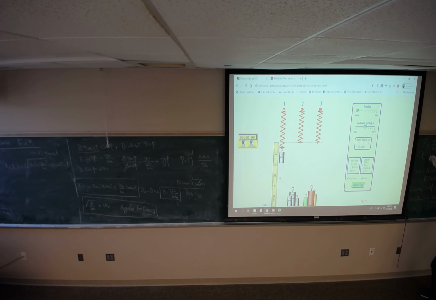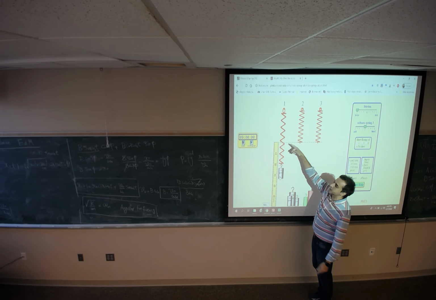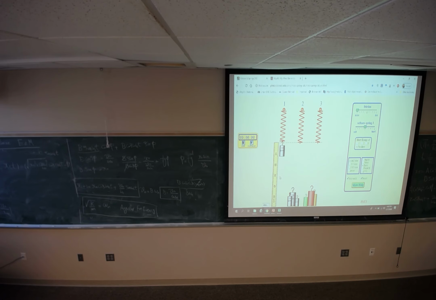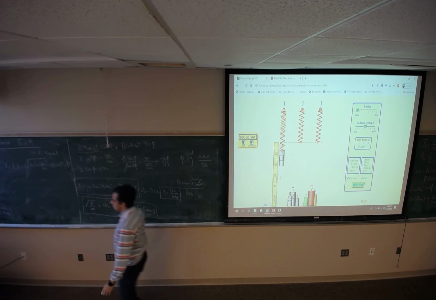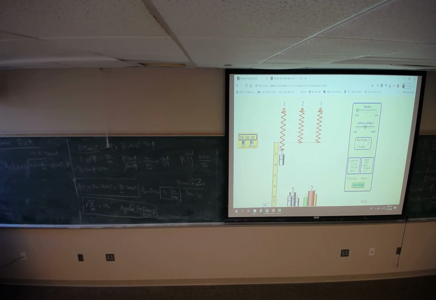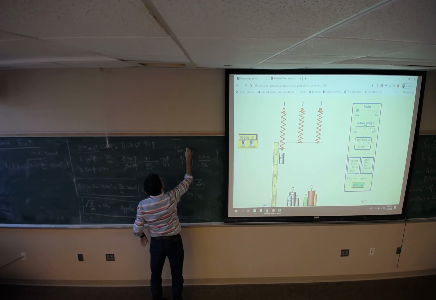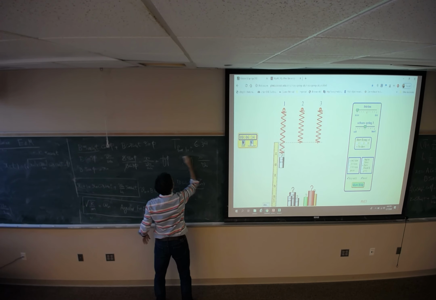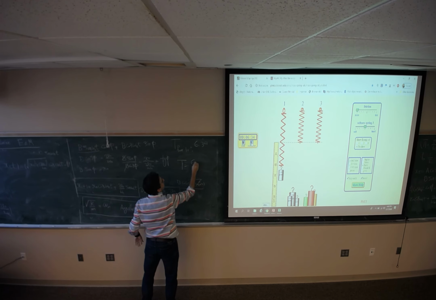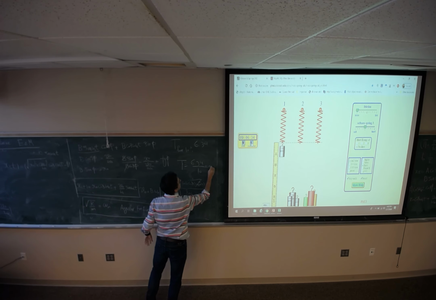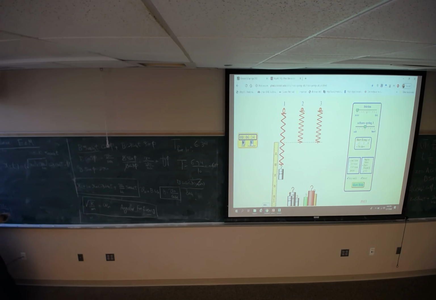How much time is needed to complete one cycle? I'm going to count 10 times and then divide by 10 just to decrease the error of counting. So 1, 2, 3. 1, 2, 3, 4, 5, 6, 7, 8, 9, 10. So the period of oscillation for 10 cycles is 6.34. T is going to be 6.34 divided by 10, which is 0.634. So this motion takes 0.634 seconds to complete one cycle.